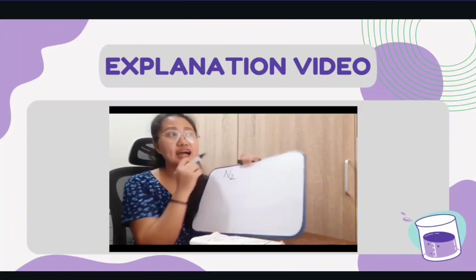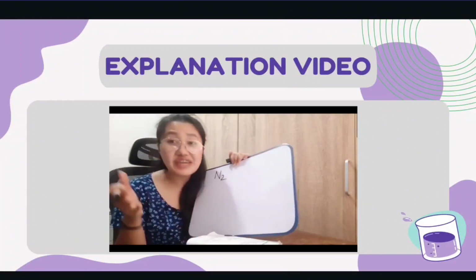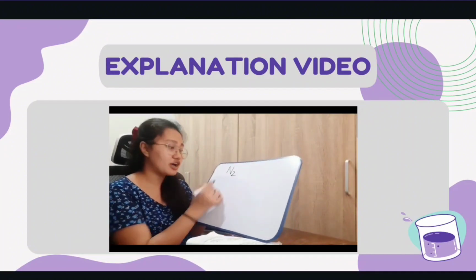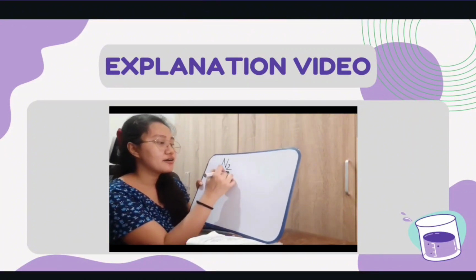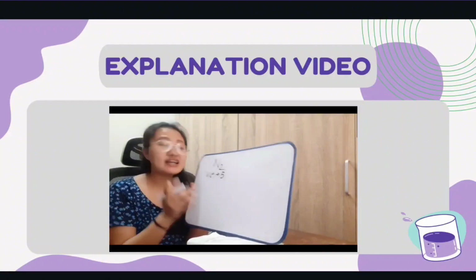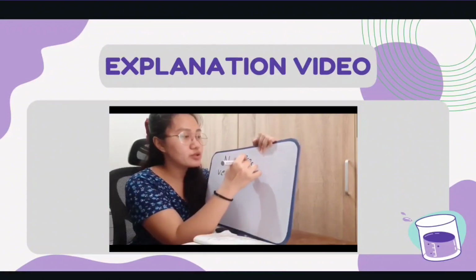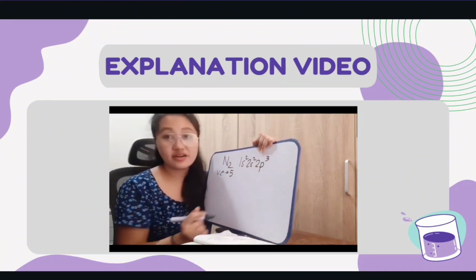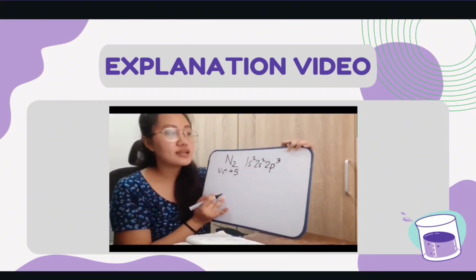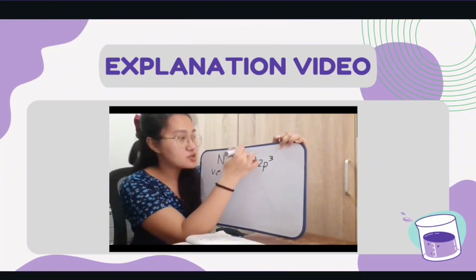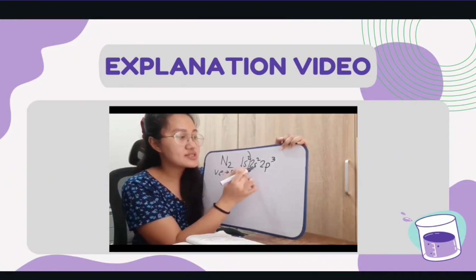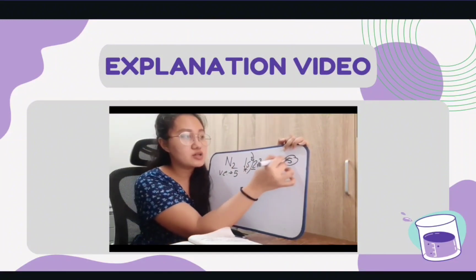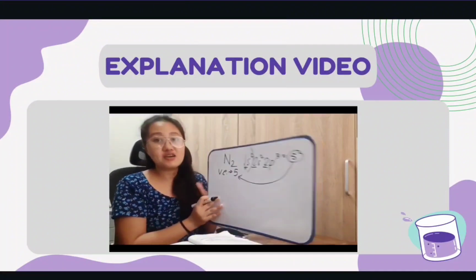First, we need to know what their valence electrons are. We know that nitrogen has 5 valence electrons, because it comes from 1s2, 2s2, 2p3. If we look at the outermost electrons, the first energy level is not it. The second energy level is the outermost. 2 plus 3, that is 5. So our valence electron count is 5.